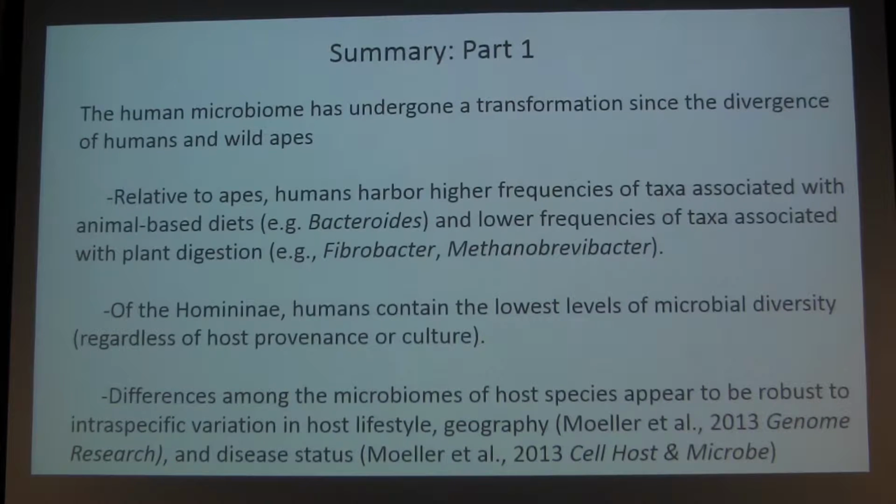So with that, I just want to summarize part one really quickly. The main take-home of this is that the human microbiome has undergone a transformation since the divergence of humans and wild apes. We harbor higher frequencies of bacterial taxa associated with meat eating, and lower frequencies of taxa associated with plant digestion. And of all the African apes, humans contain the lowest levels of microbial diversity. And humans in the United States contain even lower levels of microbial diversity.